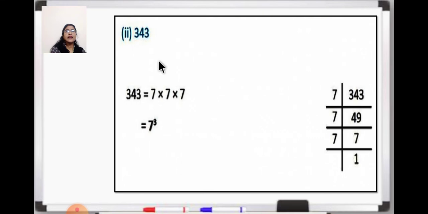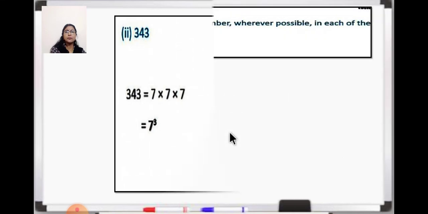Now next question, here 343. So here also we'll do in the same way. 343, 7 into 49 is 343, 7 sevens are 49, 7 ones are 7. So we'll write 7 3 times, so that is equal to 7 cube.